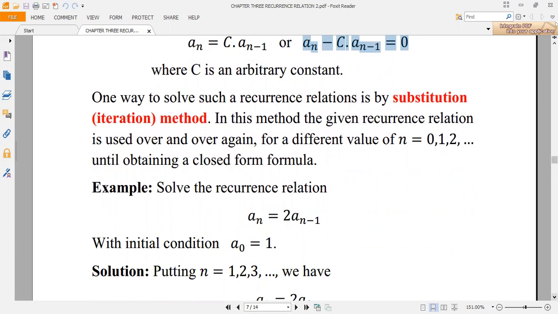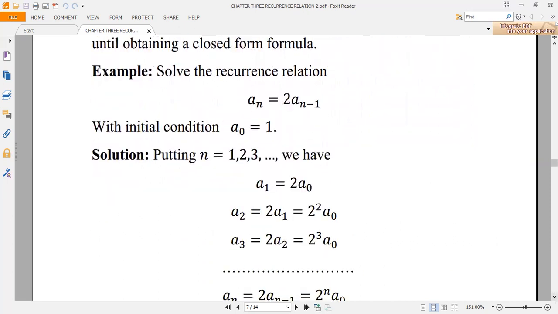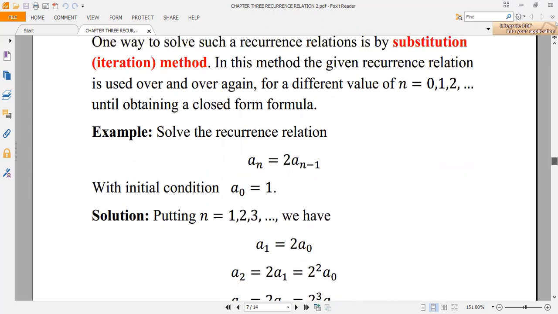So let's see this with an example. The example says: solve the recurrence relation an equals 2 times an minus 1, with an initial condition a naught equals 1. Using the iteration method, you will substitute n equals 1, 2, 3 up to the nth term. Then we will get a recursive formula which leads to the solution of the given recurrence relation.